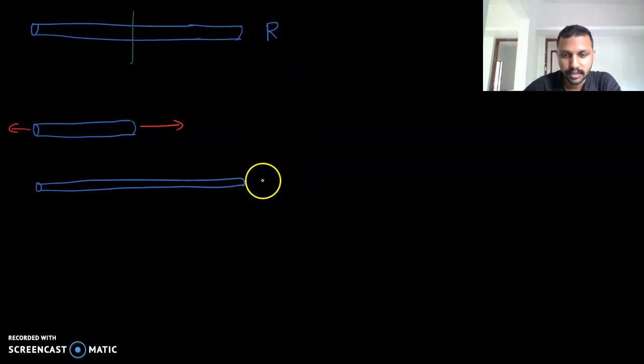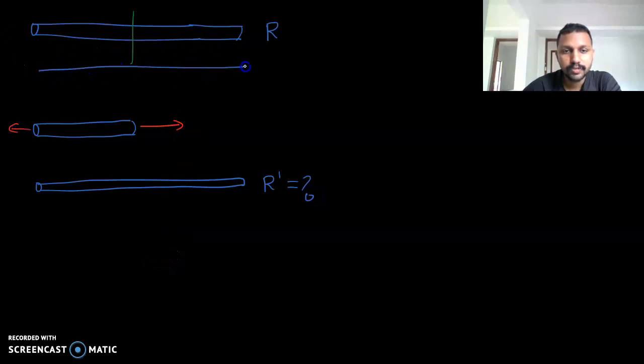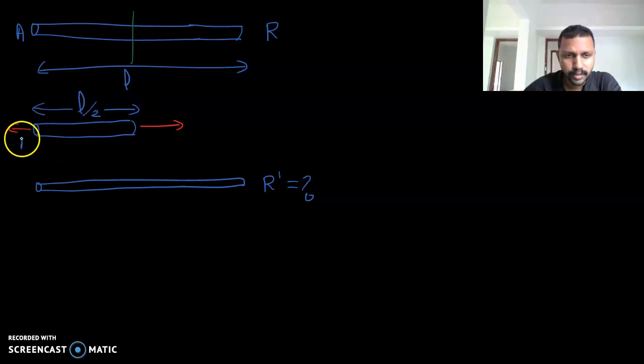If the initial resistance is R, let me call the final resistance R dash. You are asked to find out the final resistance. Let's say the length of this wire is L and the area of cross section of this wire is A. If it is cut into two equal halves, obviously this length will be L by 2 and the area of cross section remains A itself. Let's say R is equal to rho L by A. This is the basic expression.